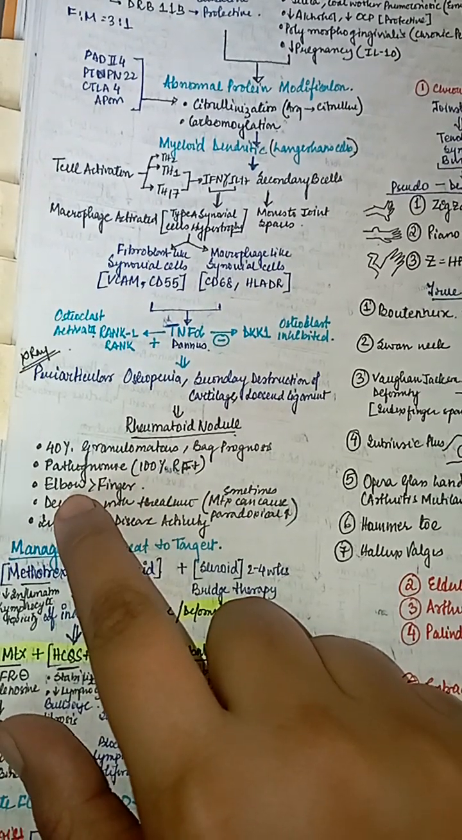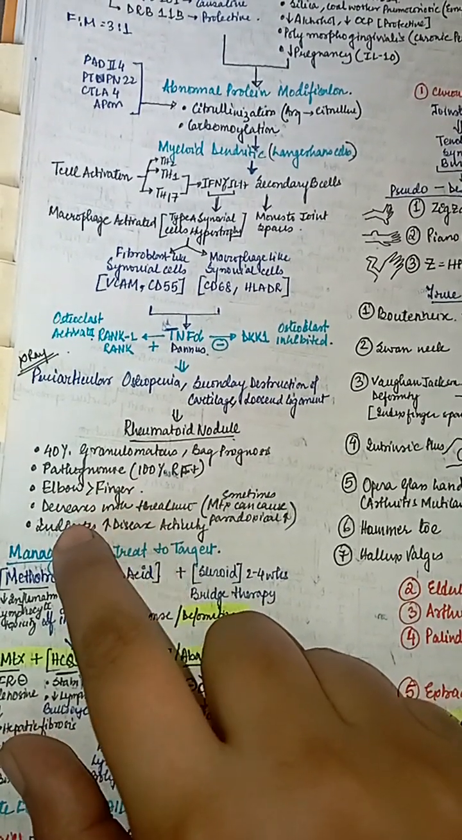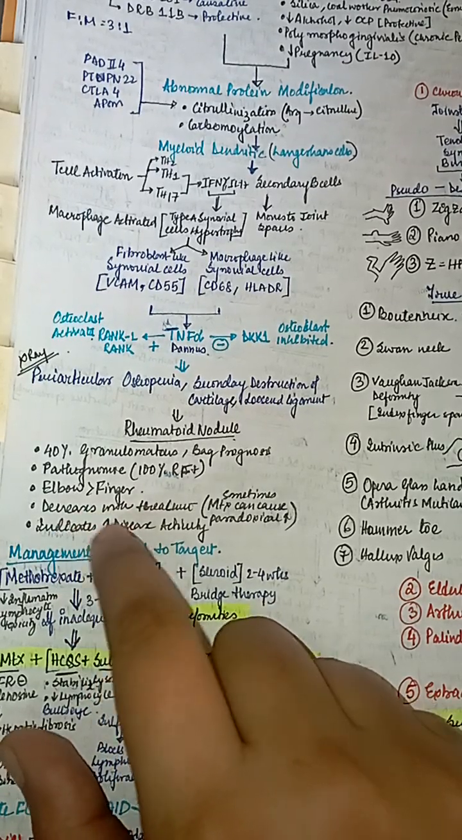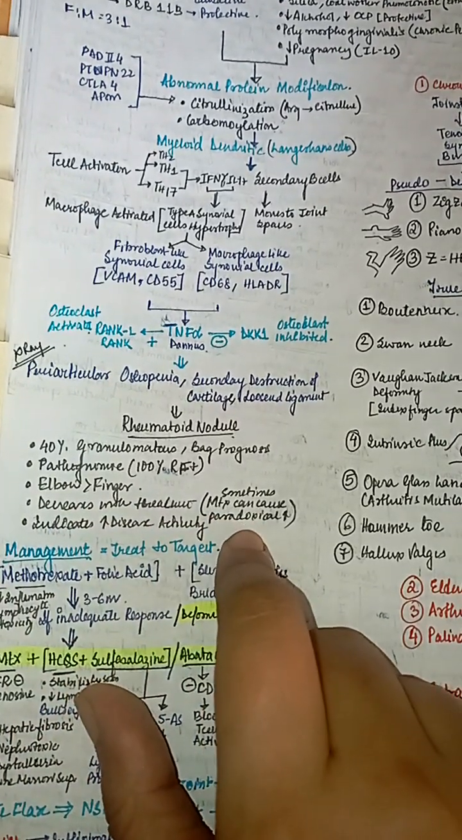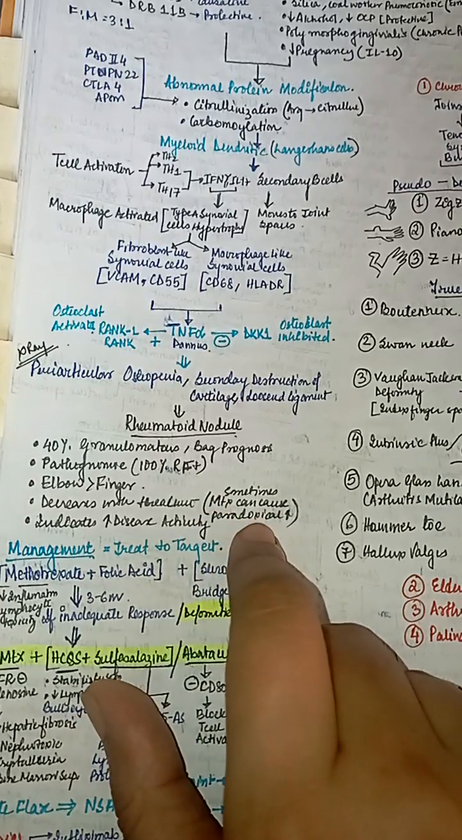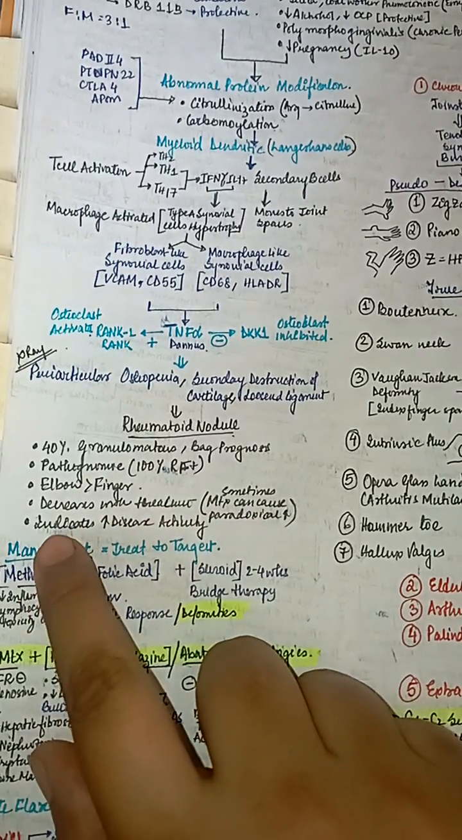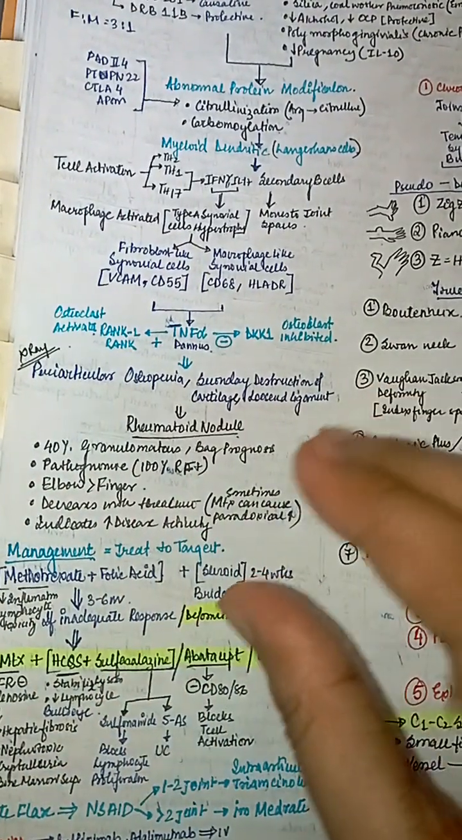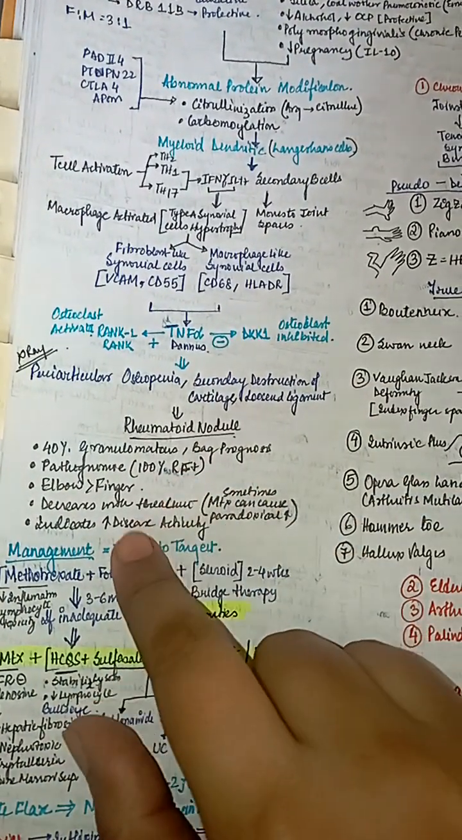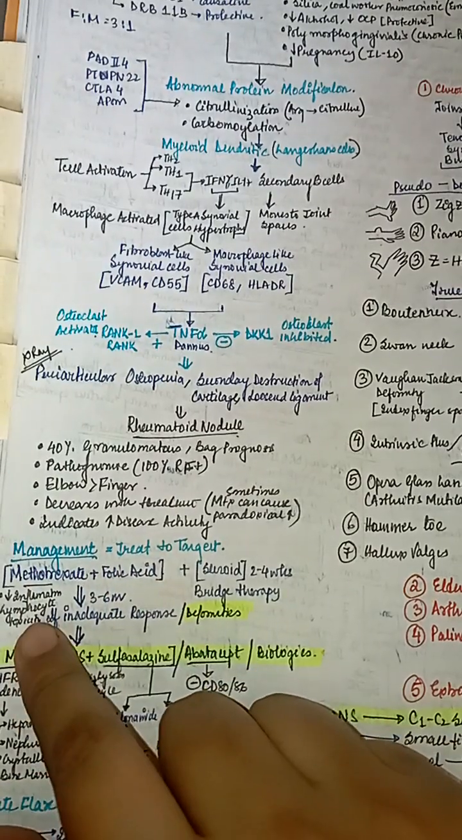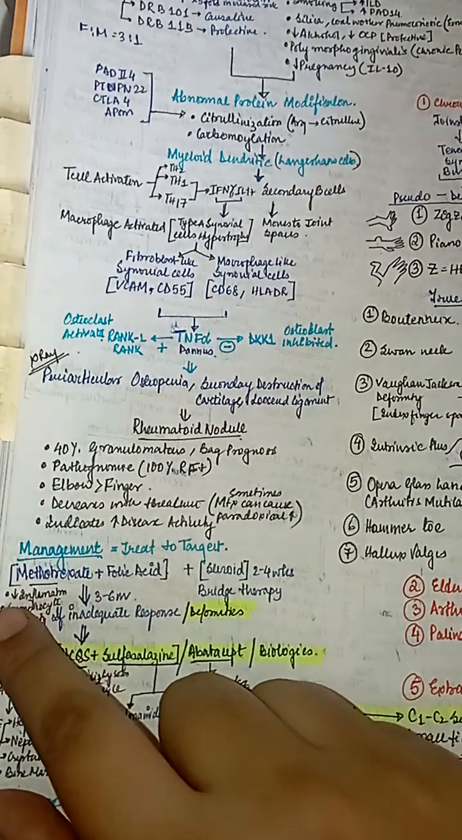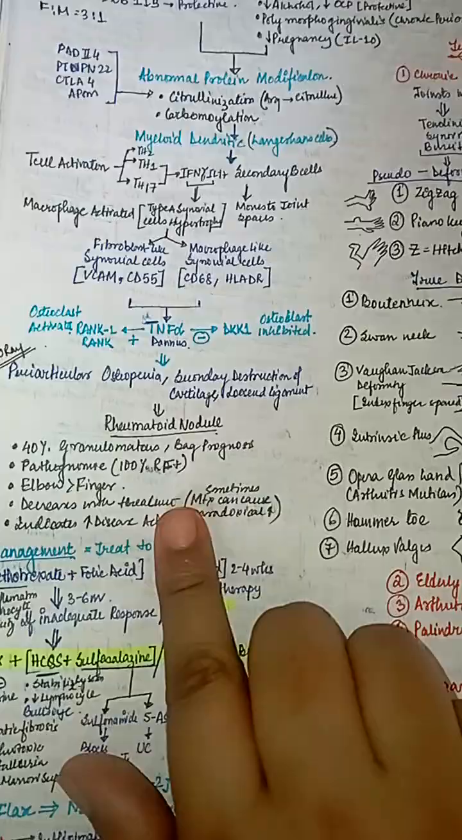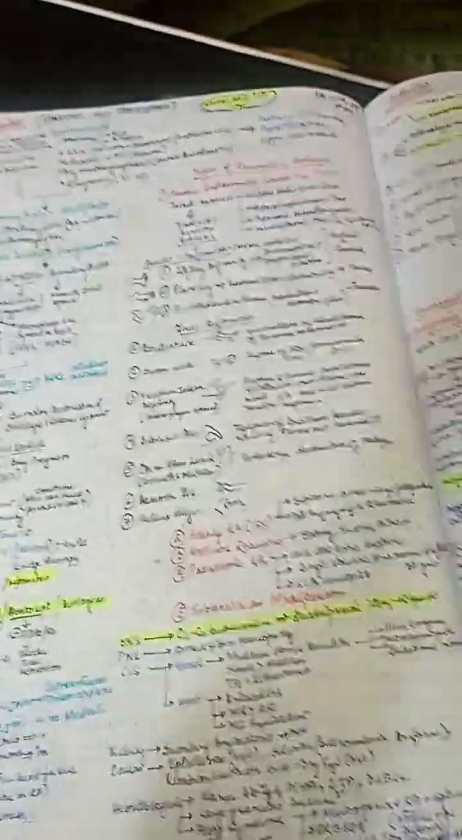It is mostly present in the elbow more than the finger and decreases with treatment. Sometimes methotrexate can cause a paradoxical increase and indicates increased disease activity. Whenever the rheumatoid nodules are formed, that implies an increase in disease activity. So, we are coming to the management later. First, we will go for the clinical features.